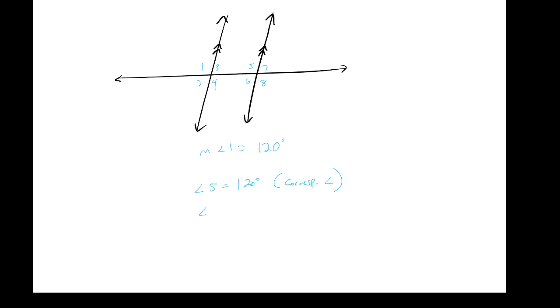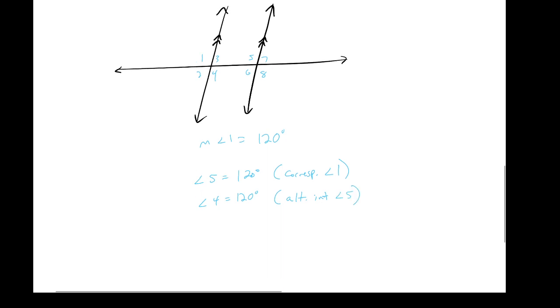We have angle 4, which we could also say is 120. We could say it for a lot of reasons. Well, clearly, angle 4 is also vertical to angle 1, but let's use one of those theorems that we just learned. By the way, I need to make sure that I said angle 5 is a corresponding angle to angle 1. And angle 4 is an alternate interior angle to angle 5.